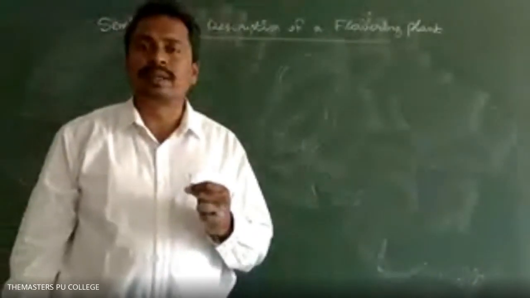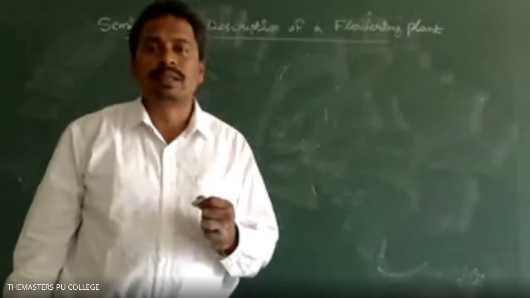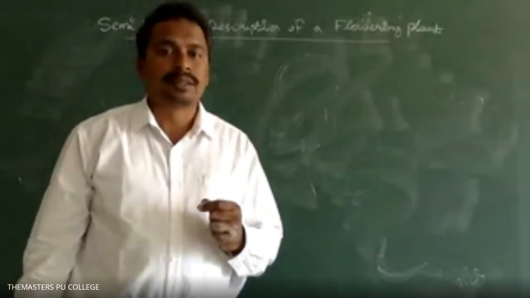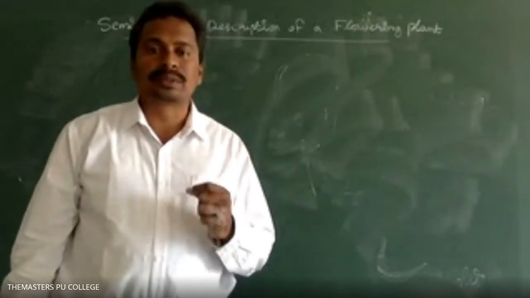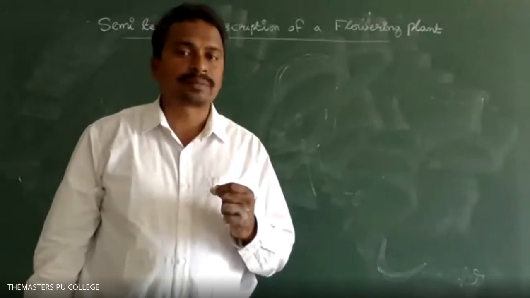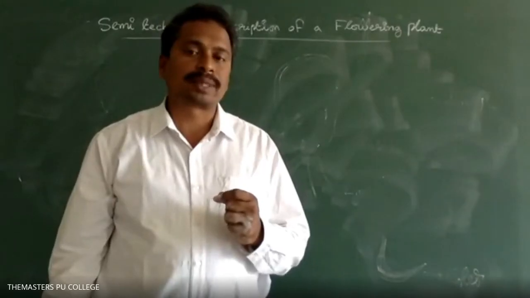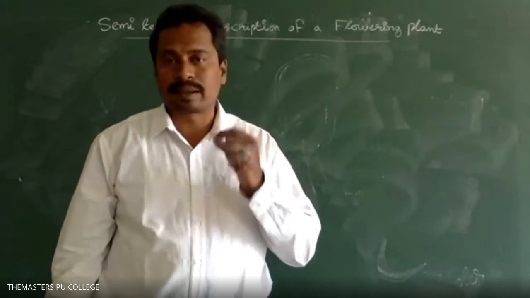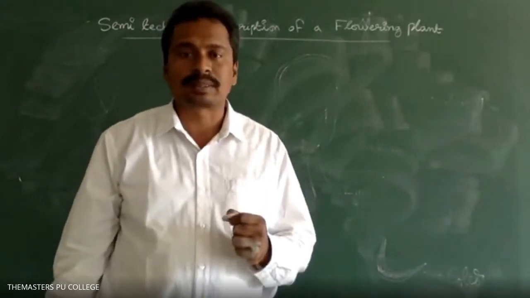Trimerous flowers: generally, in each whorl of the non-essential organs, three members are there. Tetramerous: four members. Pentamerous: five members. Trimerous flowers are present in monocots. Tetramerous and pentamerous flowers are present in dicots.